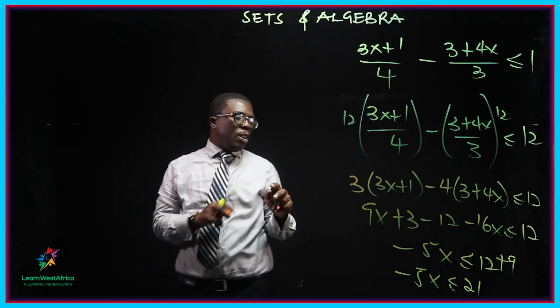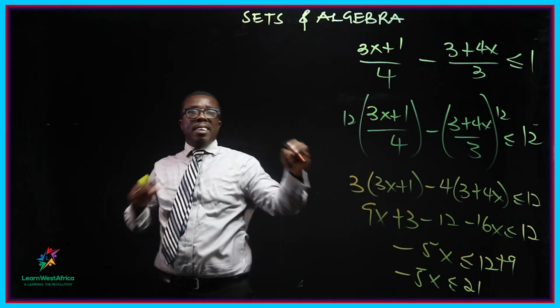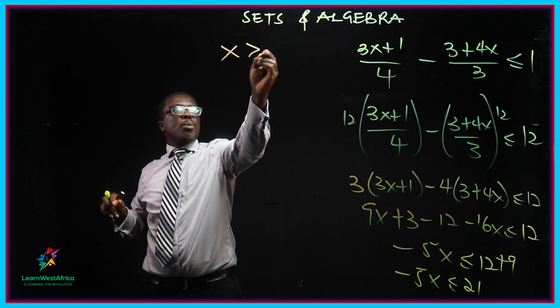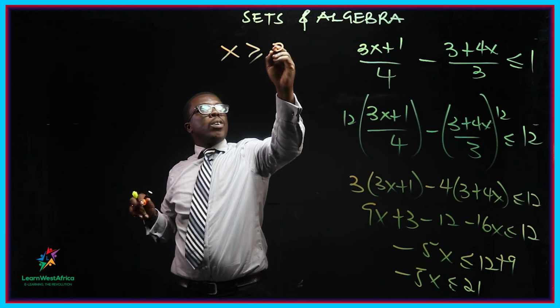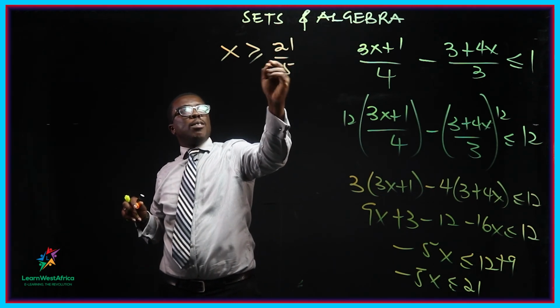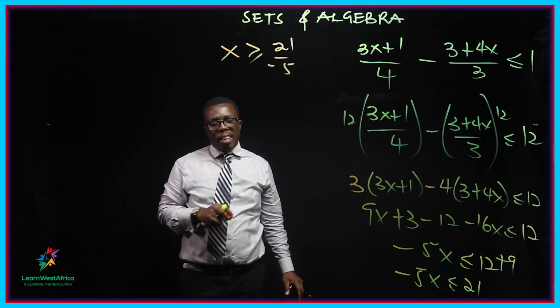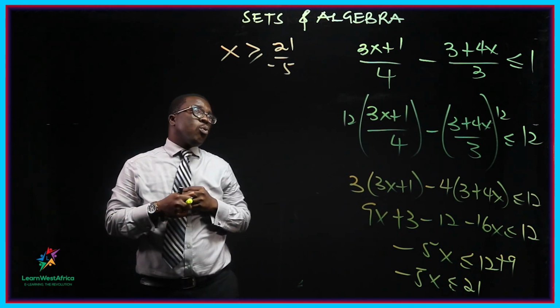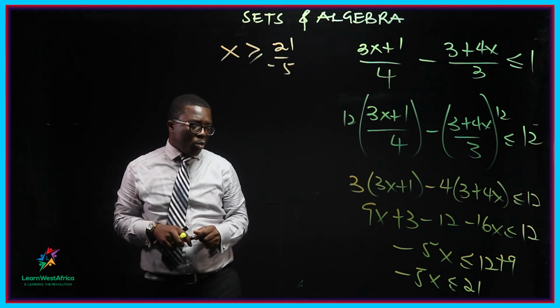So here we divide by the negative, and the sign flips. Your x is going to be greater than or equal to 21 over 5, with the negative cancelling. This is from the November question, which you solve the same way.